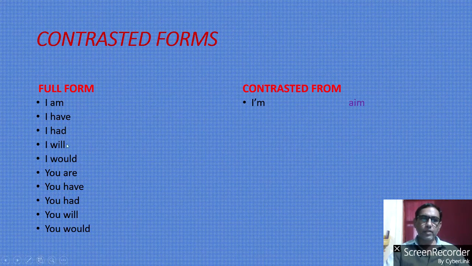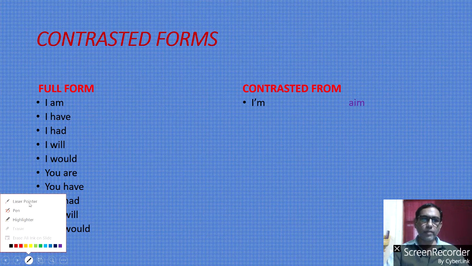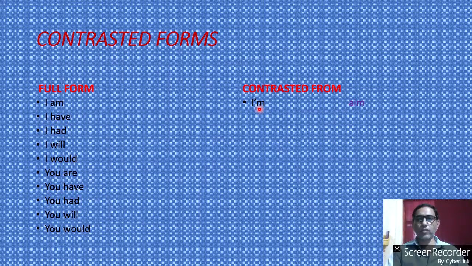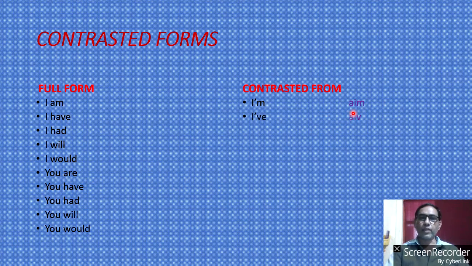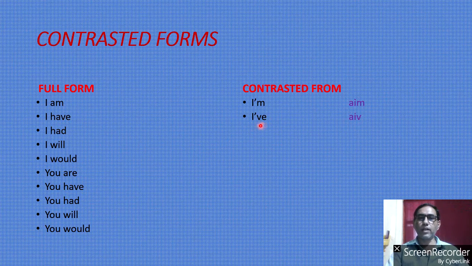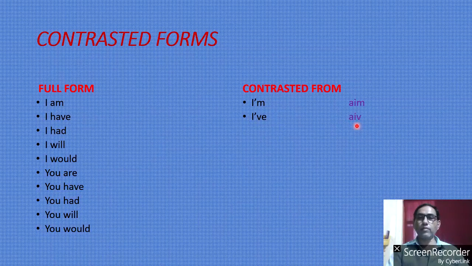I am. This is I am. For its contracted form, its short form, let us see. It's I apostrophe m. But what's its pronunciation? Its pronunciation is I'm. Next, I have. Its contracted form is I apostrophe ve. Its pronunciation is I've.